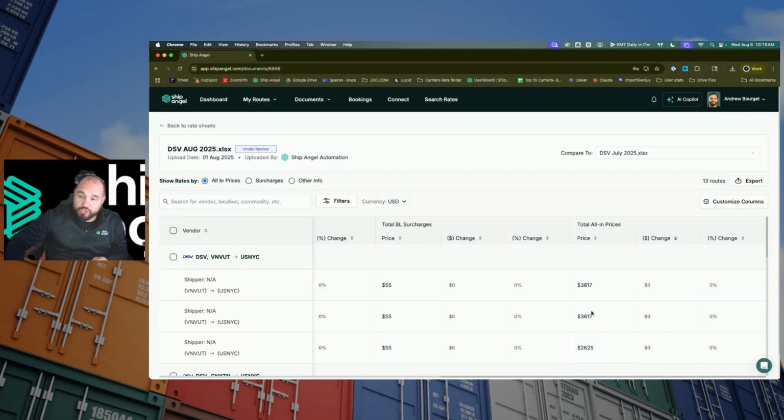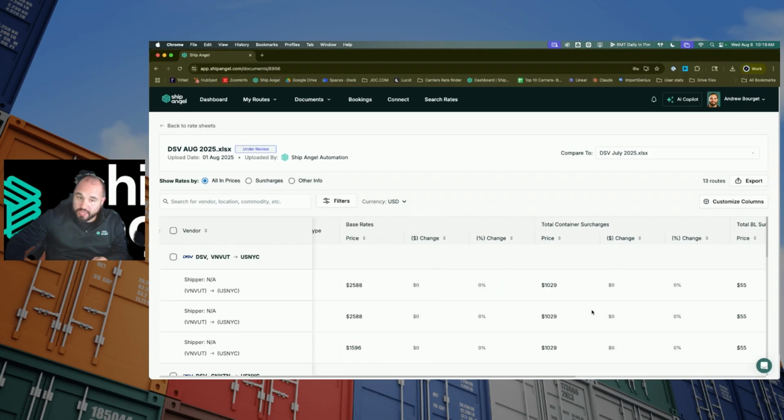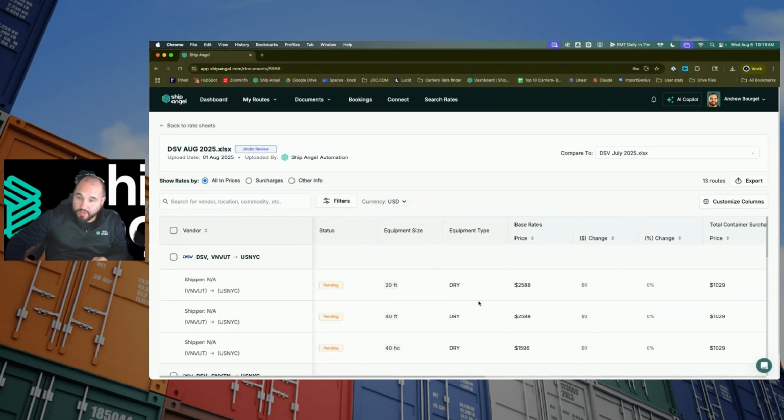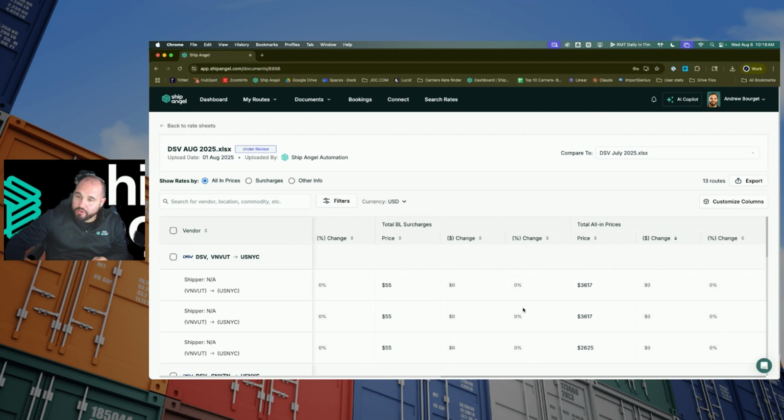This is going to allow you to really benchmark and understand, DSV is sending me a rate. Is it what I negotiated? Is this amendment to my contract at $3,617 exactly what I expected to get and see? Or did their FMC regulated contractual amendment match what they quoted me?